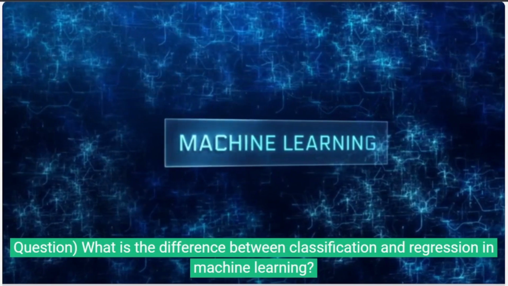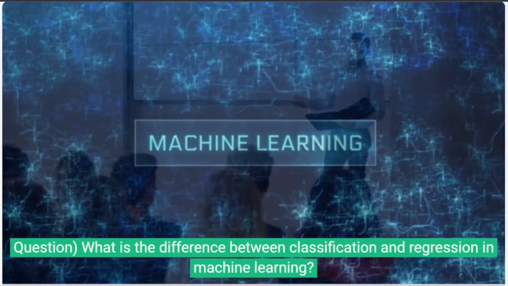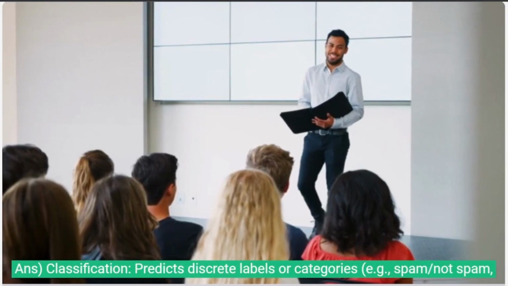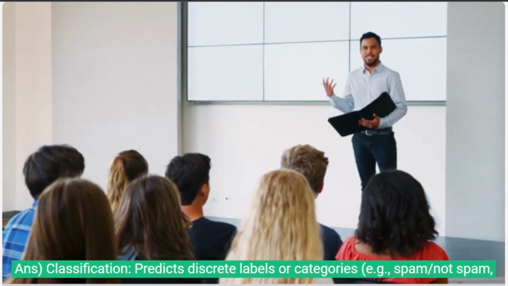Question: what is the difference between classification and regression in machine learning? Answer: classification predicts discrete labels or categories, e.g., spam, not spam.